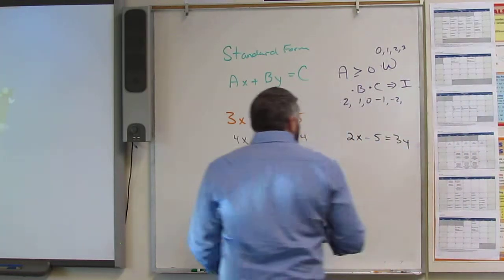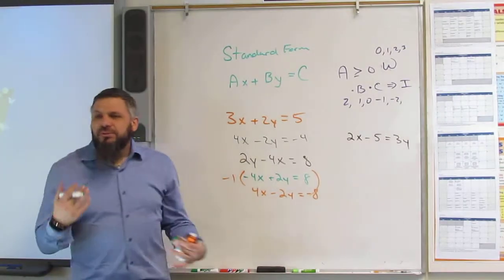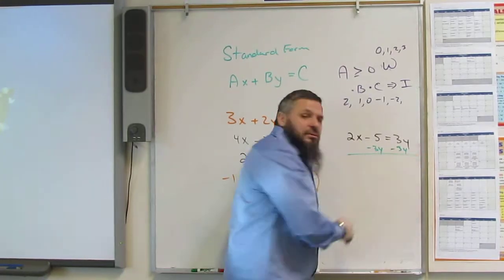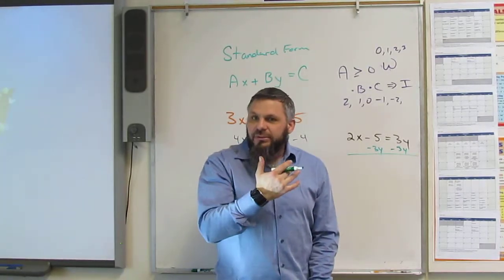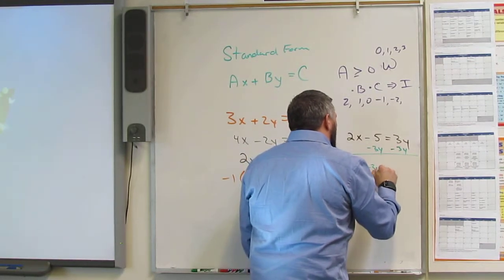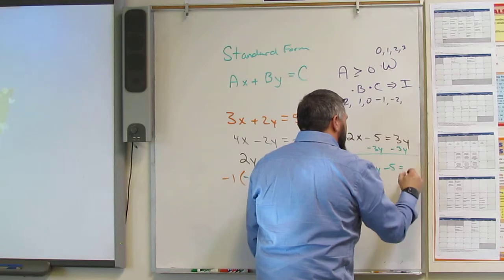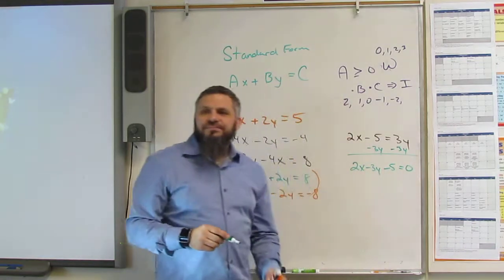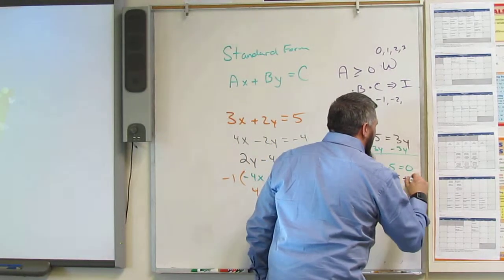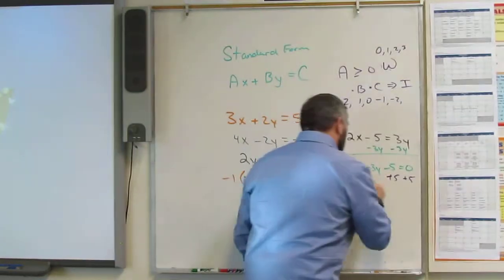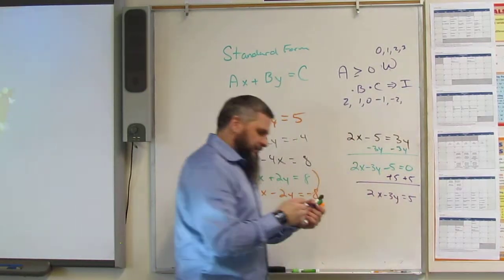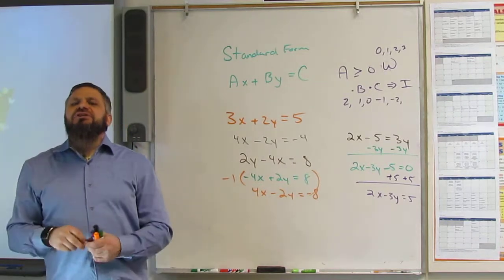Alright, so, now what you're supposed to do is subtract 3y and subtract 3y, right? To move it over? Yeah. And so, now I got 2x minus 3y minus 5 equals 0. And then we've got to add 5 and add 5, because we're always doing the opposite, right? And then we got 2x minus 3y equals 5.